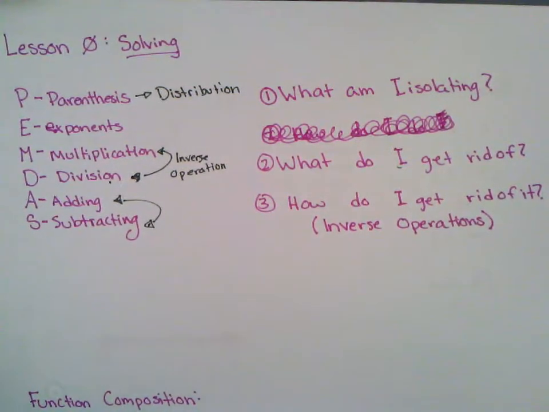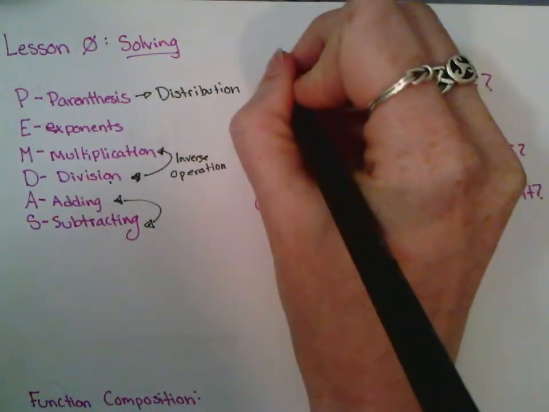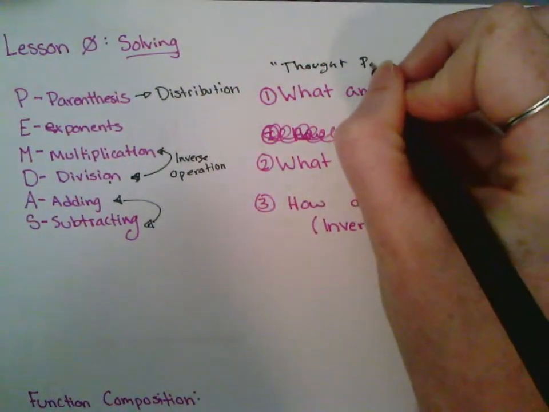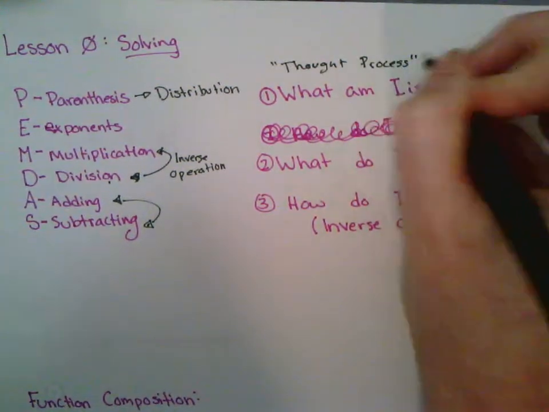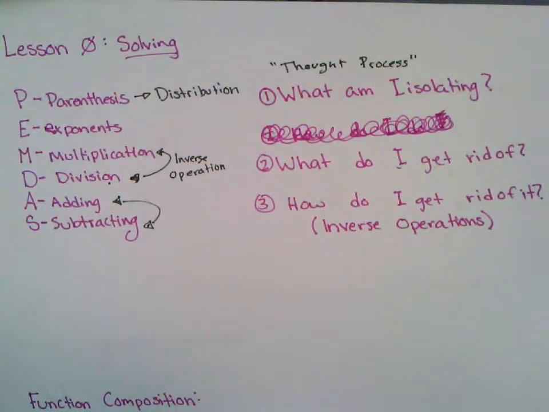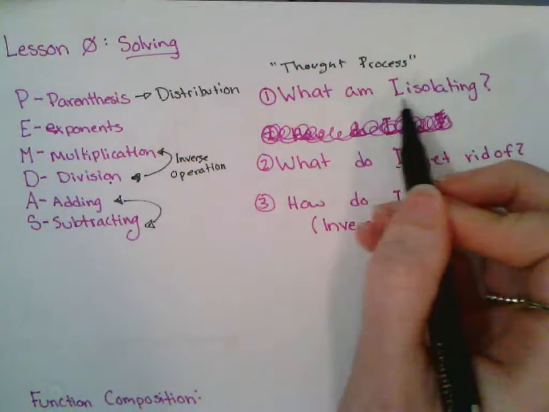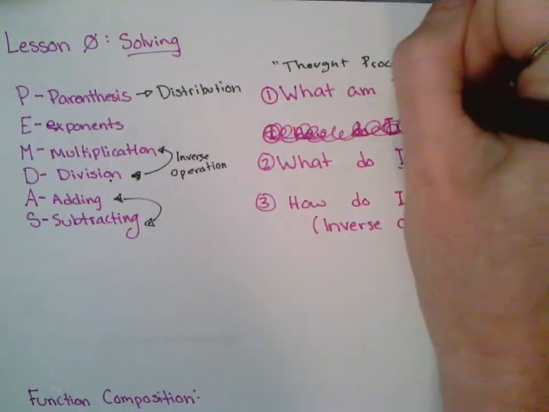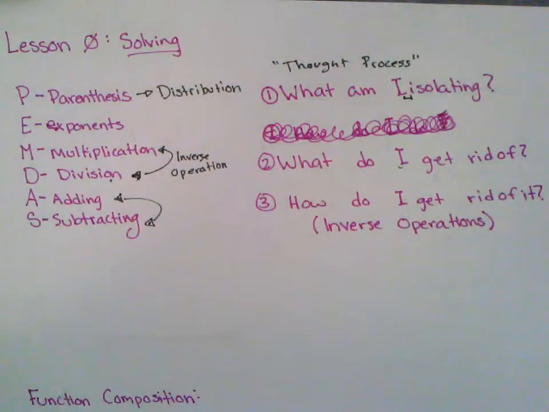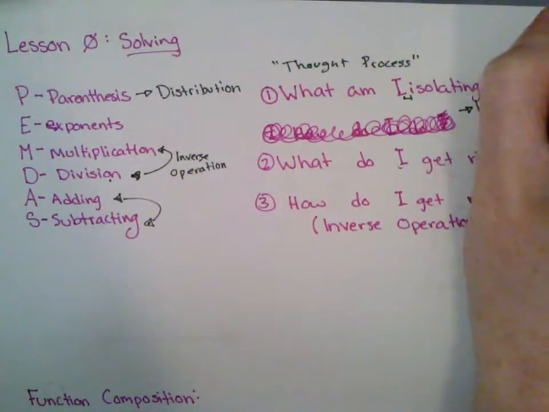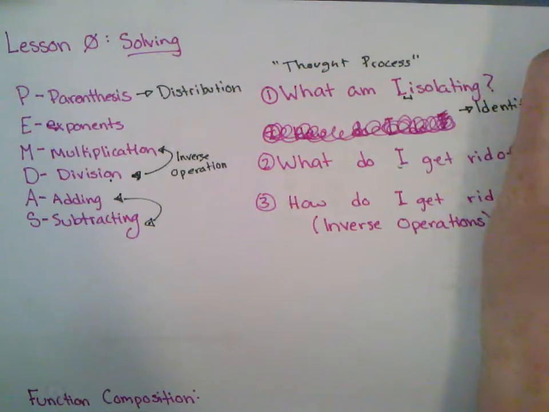So, kind of the thought process I go through when I'm solving. So this is just a thought process here. I'm like, okay, what am I isolating? I wrote this so wrong. Did I? No, what am I isolating? There should be a larger space here. That's not one word. What am I isolating? So identify your variable basically is what this is saying. Identify variable.